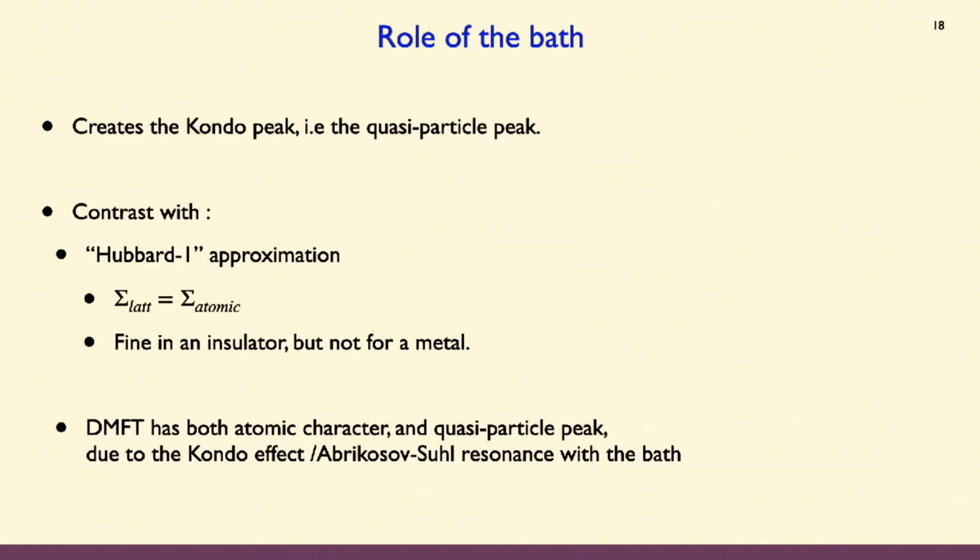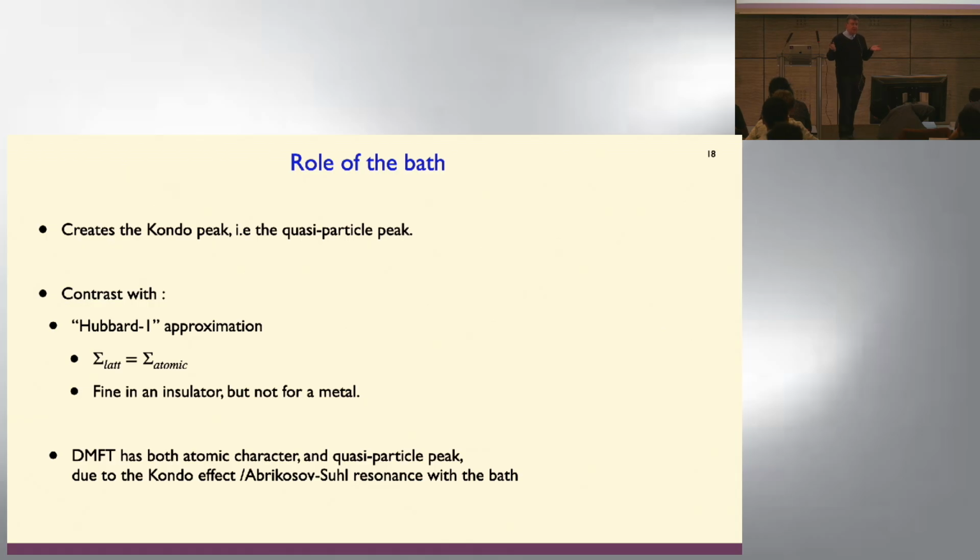Now, what is the role of the bath, really, in these approximations? The role of the bath in the quantum impurity problem is to create the Kondo peak, as we have discussed, therefore the quasi-particle peak. You can contrast that with simpler approximations. After all, I could think about approximating the self-energy on the lattice just by the atomic self-energy. That's easy, I can compute the atomic self-energy. It's called the Hubbard-1 approximation. That's fine for an insulator, but in a metal, I would not get the quasi-particle peak. I need the bath to build the quasi-particle peak in the impurity problem, which then will give me a quasi-particle peak in the lattice.